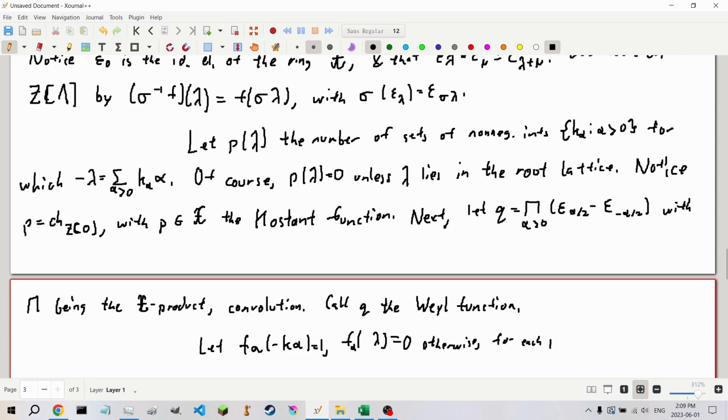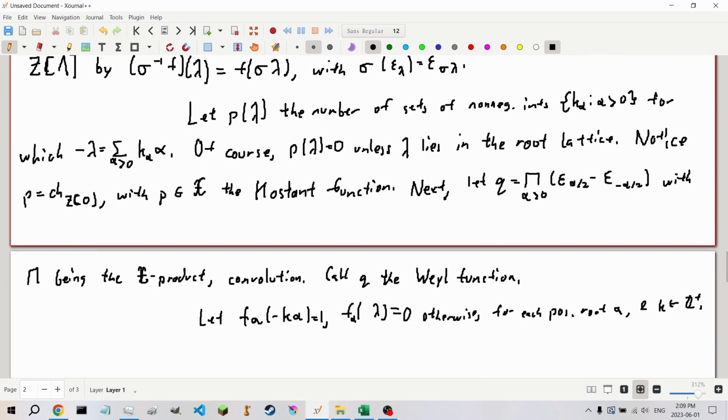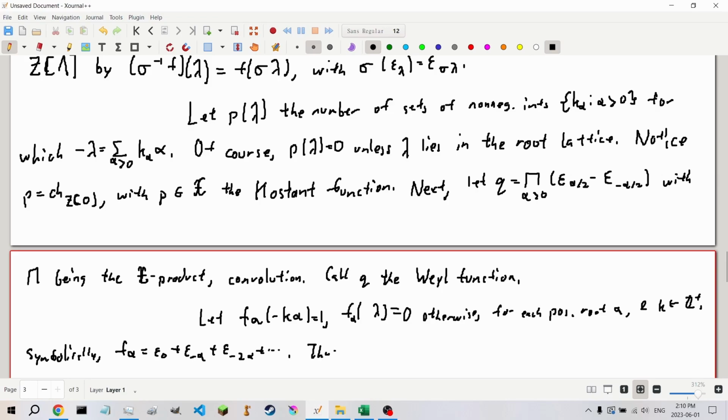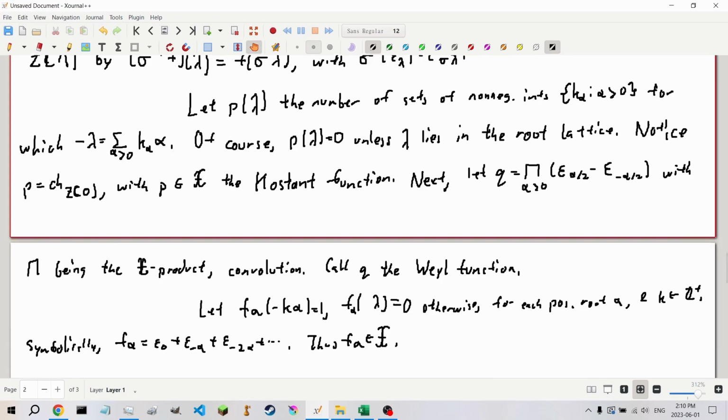For each positive root alpha, and k being a positive integer. And we know that symbolically f alpha is e0 plus eta of negative alpha plus eta of negative 2 alpha and so on, kind of. Thus f alpha is in our fancy x. And we have 7 just really small lemmas with really small proofs.